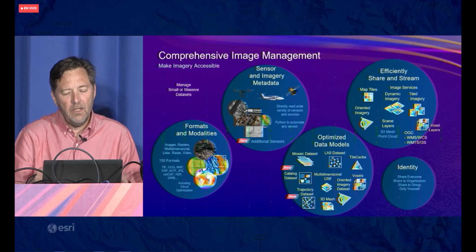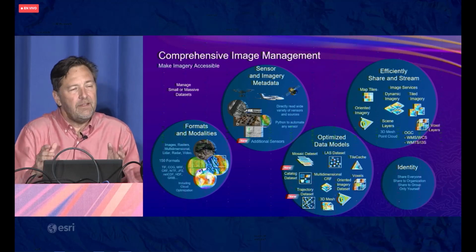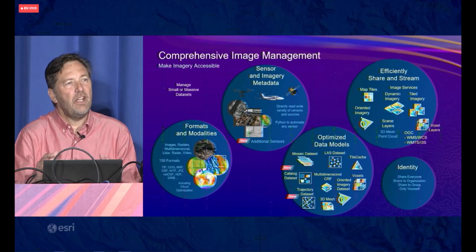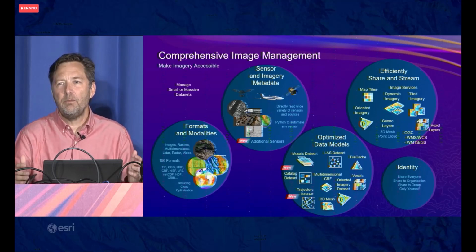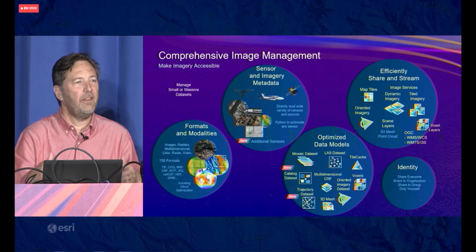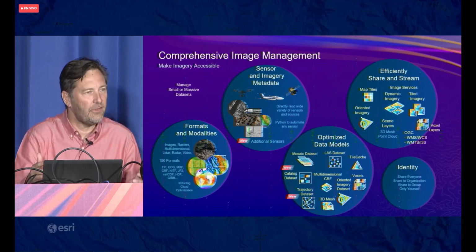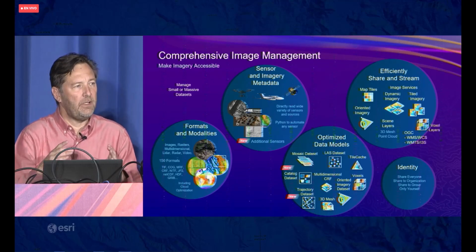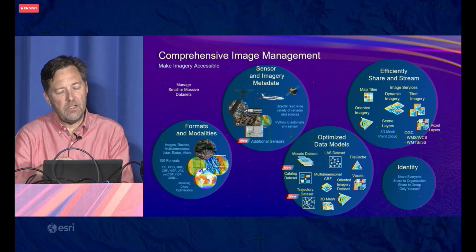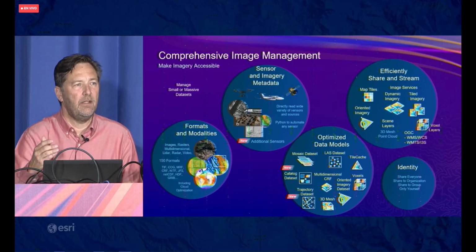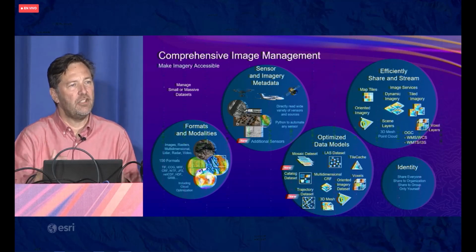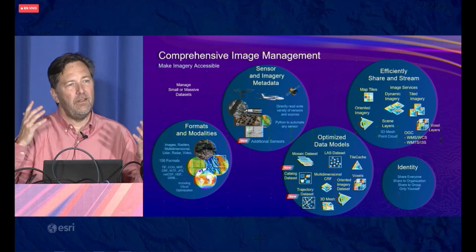Then we have the optimized data models themselves. Within ArcGIS, you can certainly work with a single one or two files. Most people nowadays are working with tens, thousands, hundreds of thousands of files. And to do that, you need an appropriate data model. And over the years, Esri has developed a number of data models. The Mosaic dataset is one that we've had for many, many years. It's the optimum one for managing, let's say, orthophotos and imagery from satellites.